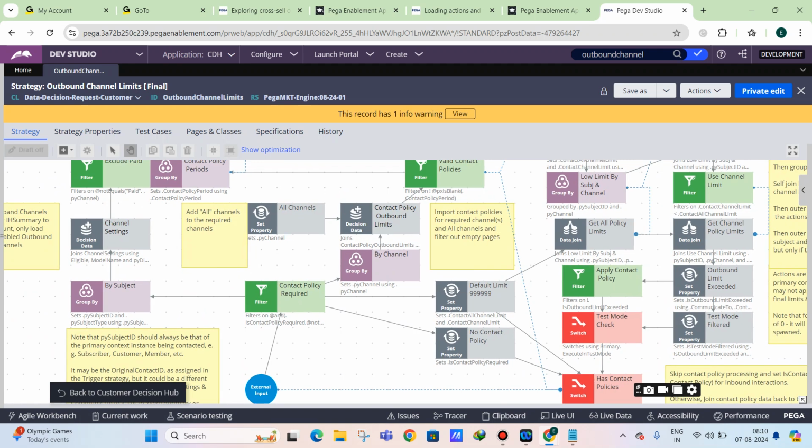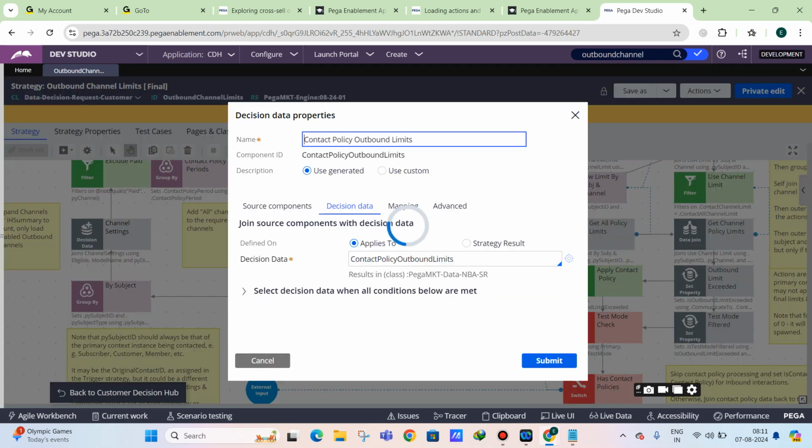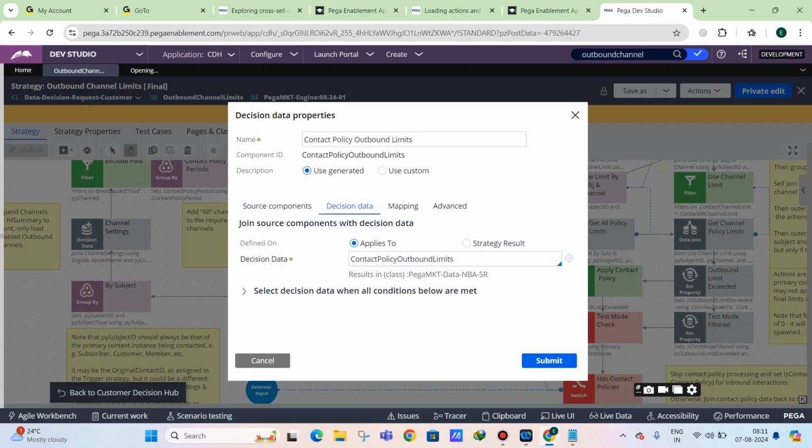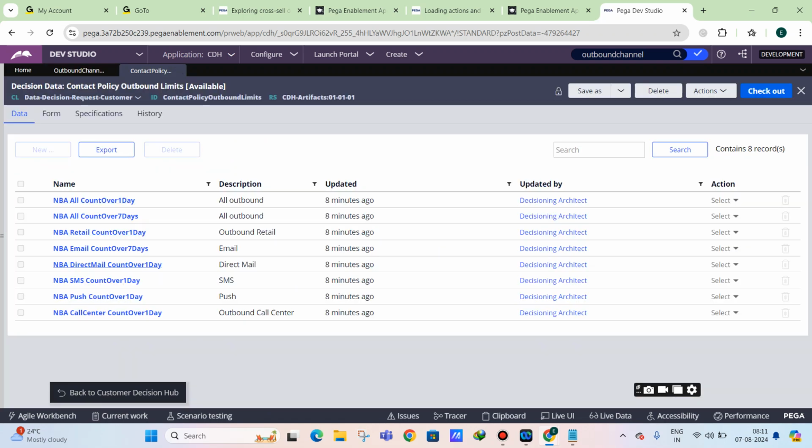If you see here, this is where the contact policy limits are getting applied. Whenever you create a contact policy, in the backend one decision data will be created, and it will be there by default, and the same decision data will be updated. All these are created when you are creating the application. When you create the application wizard, you see a lot of auto generated rules getting created. All these are part of that. So whenever you update the contact policy, this decision data rule will be updated.